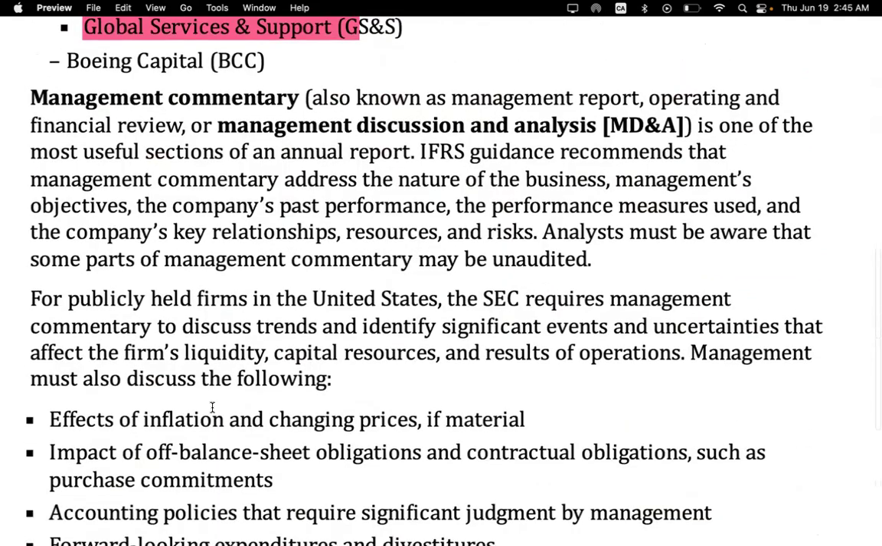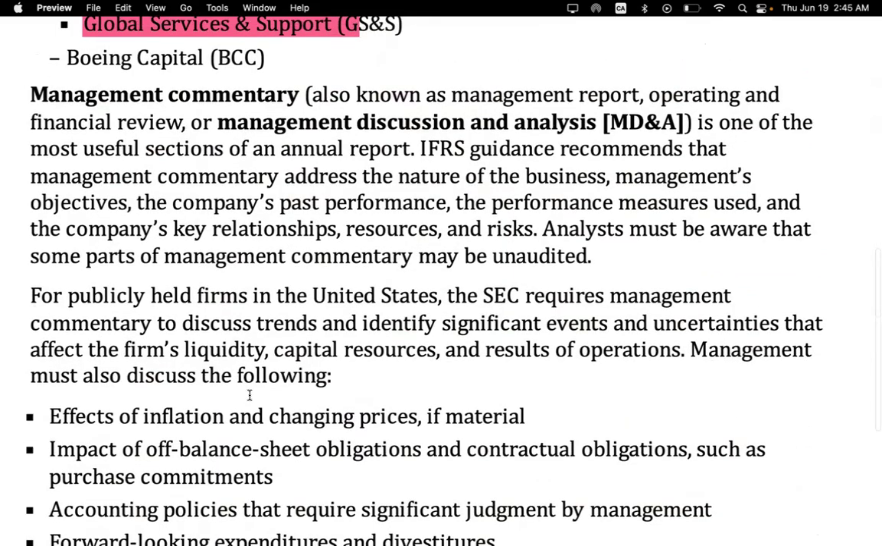Now, management commentary, it's very easy to get this mixed up with the footnotes, right? What you should know is that management commentary is more subjective. It's management's opinion or what they think, whereas footnotes are more objective. They're giving you information that you would not have otherwise access to or you would not be able to understand. So management commentary, which is also known as management report, operating and financial review, or management discussion and analysis, MD&A.